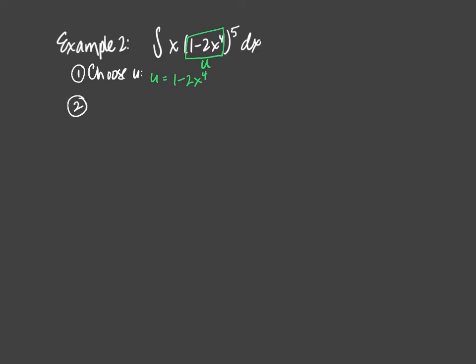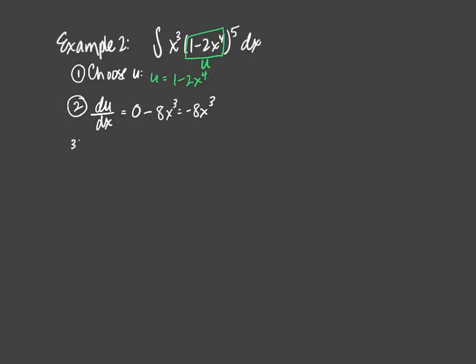Step 2, find the derivative of what we chose for u with respect to x. So this is going to be 0 minus 2 times 4, which is 8, x to the 3rd. So negative 8x to the 3rd. Oh, this should have a 3 on it. Sorry. There we go. Fix that. So that should have x cubed times 1 minus 2x to the 4th raised to the 5th power.